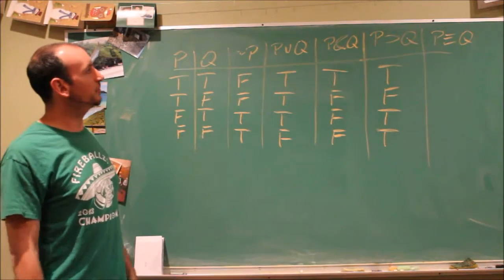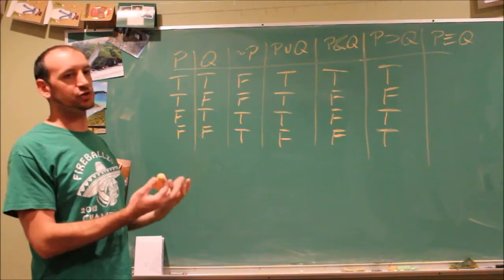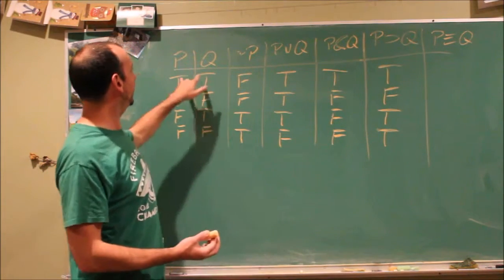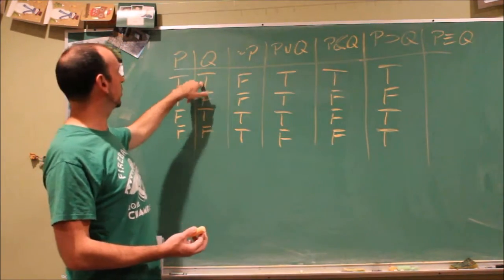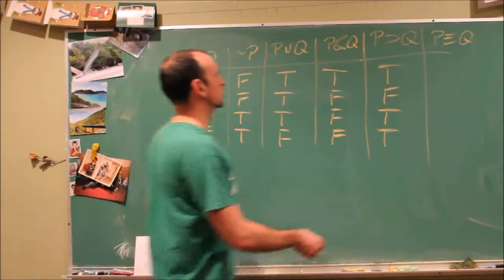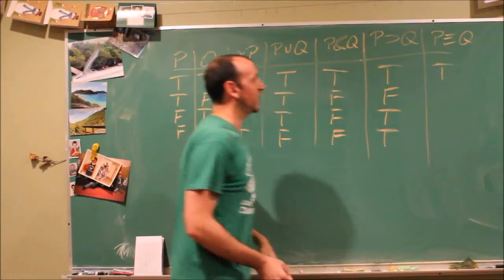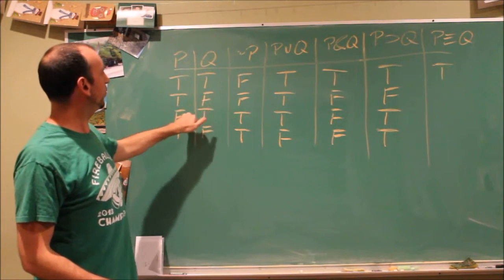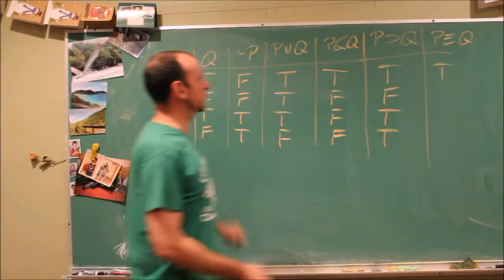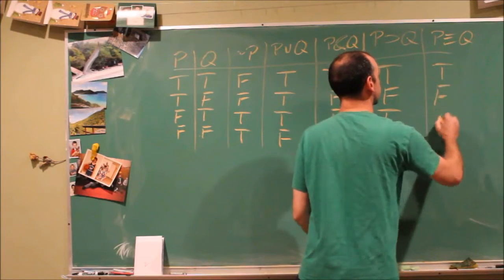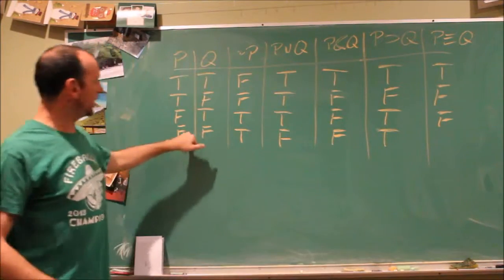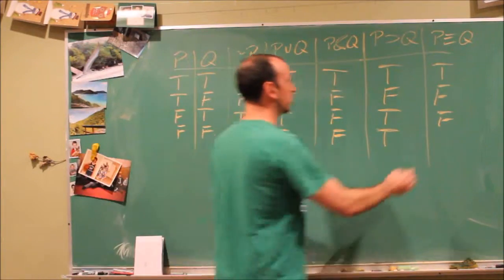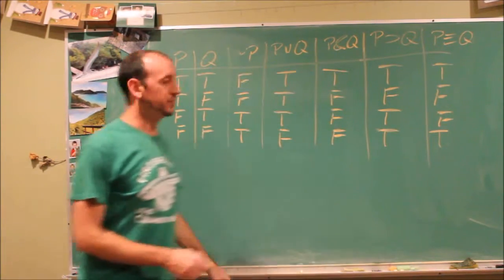Our last relationship is the P triple bar Q. That means logically equivalent. P is logically equivalent to Q when they have the exact same value here. So they're both true, so it's true that they have the exact same value. Here we have a true and a false. Here we have a false and a true. In both of those cases, they don't match up, so those are both going to be false. And finally, we have false and false. Those do match up, so the P triple bar Q is going to be true when both P and Q are false.